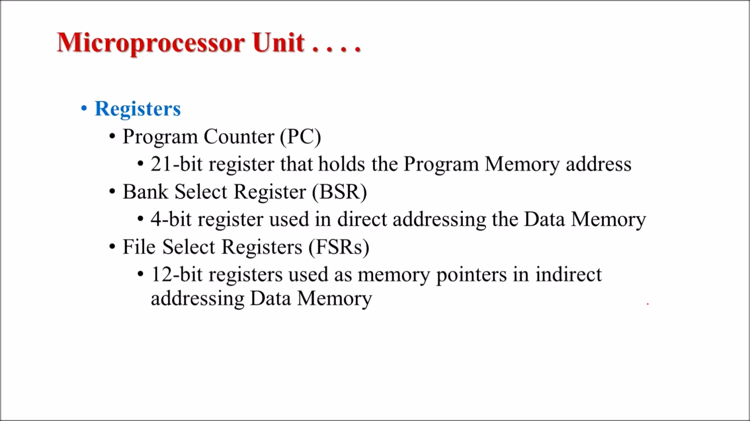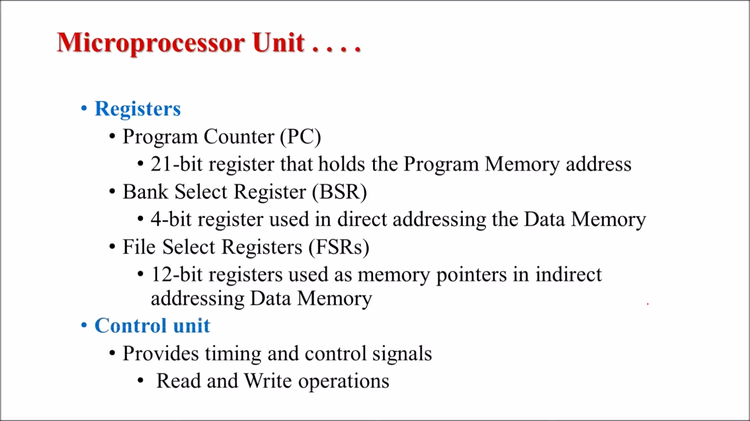Then there is a file select register. It is a 12-bit register used as a memory pointer in indirect addressing mode. So BSR is used in direct addressing mode, whereas the FSR register, which points to the file register, is used in indirect addressing mode. Then the control unit provides timing and control signals, for example the read signal and write signal.